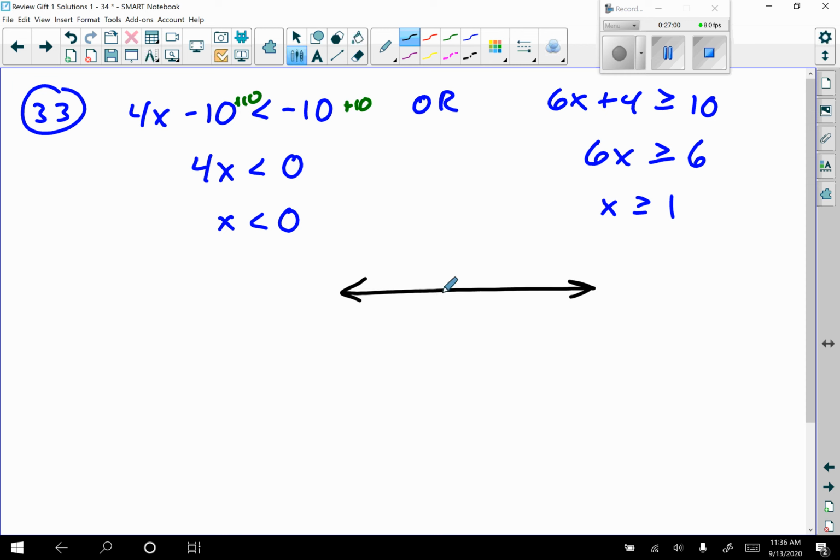So here I have my special numbers 0 and 1. Open endpoint on the 0, less than, so shade to the left. Closed endpoint on the 1, greater than, so shade to the right. The interval notation, we're going to have two of them. We're going to start with a parenthesis, negative infinity to 0. It's not included, so parenthesis. To join these, we put the big union symbol here. Start with a bracket because the 1's included, and go to positive infinity with the parenthesis.